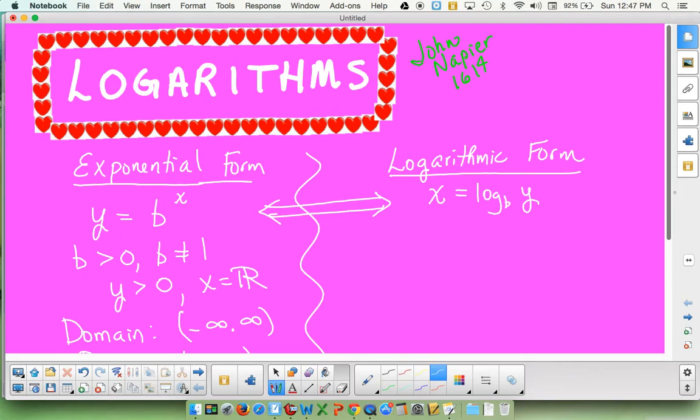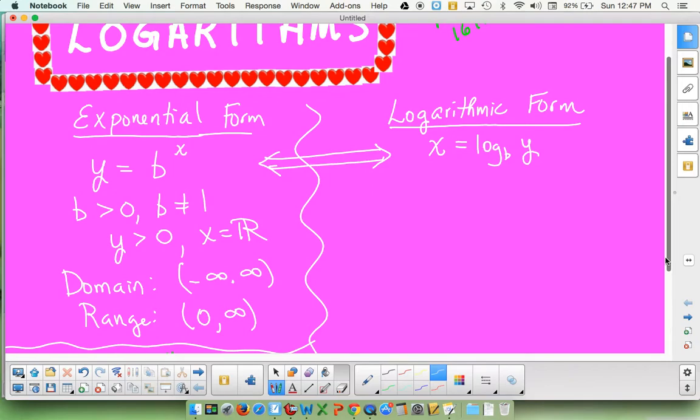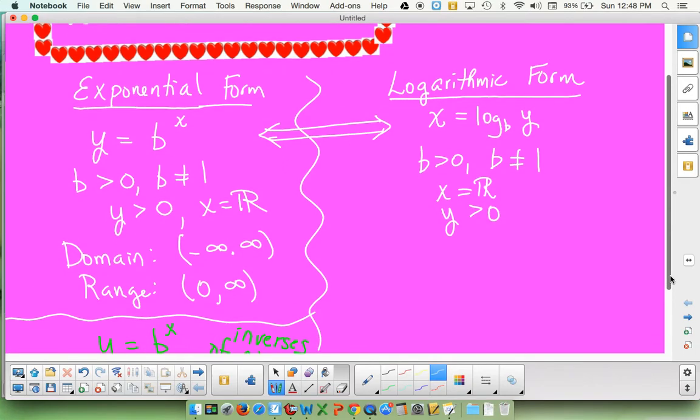I want to point out then that the restrictions we put over there on exponential functions carry over to logarithms. Our base still has to be greater than 0, can't be 1. So you can have fractions between 0 and 1, just can't have 1. Now, since over there, x could be any real number, over here, x can be any real number, and y has to maintain a number greater than 0. But is that still maintaining the same domain and range?